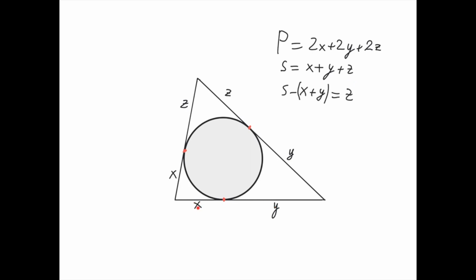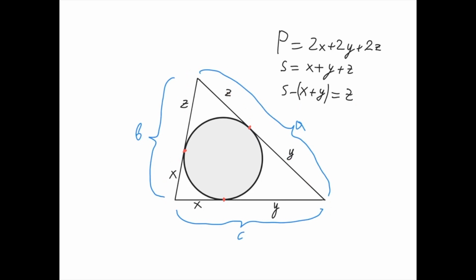Now let's call this side c, this side a, and this side b. Then z equals s minus c because x plus y equals c, as you can see here. Similarly, from this equation we can get that y equals s minus b and x equals s minus a. And therefore, we can rewrite the labels on this diagram. So this segment equals s minus a, this equals s minus b, and this equals s minus c, where s is the semi-perimeter and a, b, and c are the sides of the triangle.